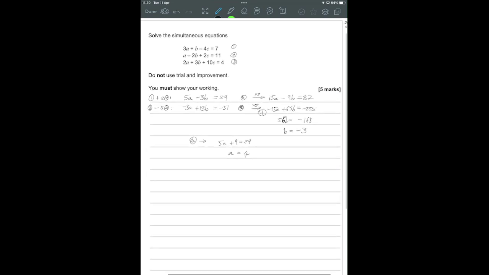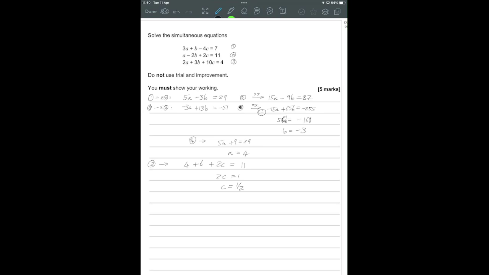But now I need to go back and find c. I can choose any of the equations. I'm going to choose equation 2. That seems to have the simplest c stuff. So that's saying 4 minus 2 lots of negative 3 plus 2c equals 11. 4 plus 6 is 10, subtract it off, 2c equals 1, c equals a half. Okay, so I seem to have all my values.